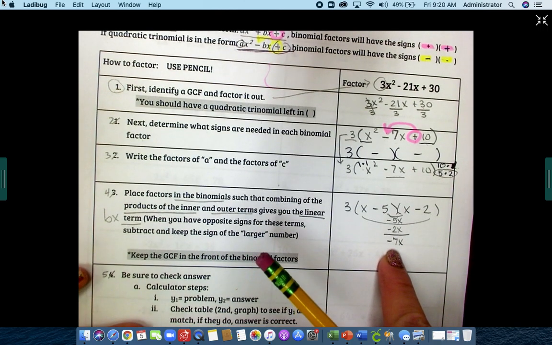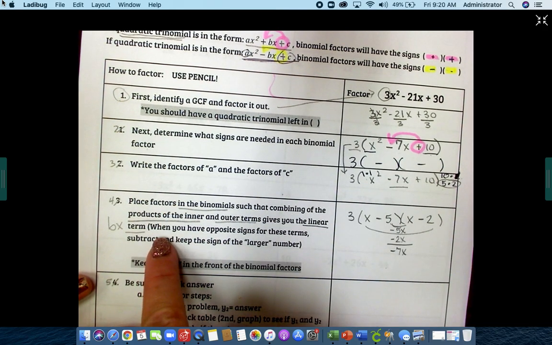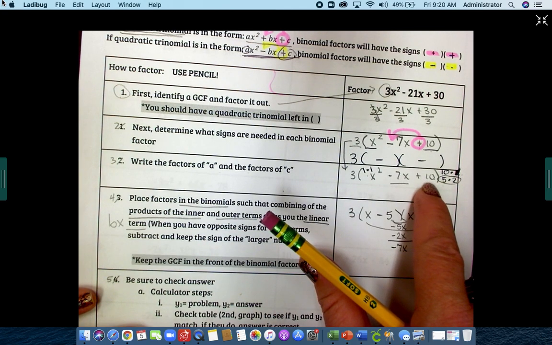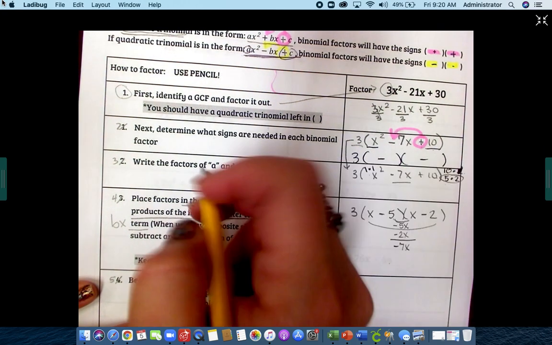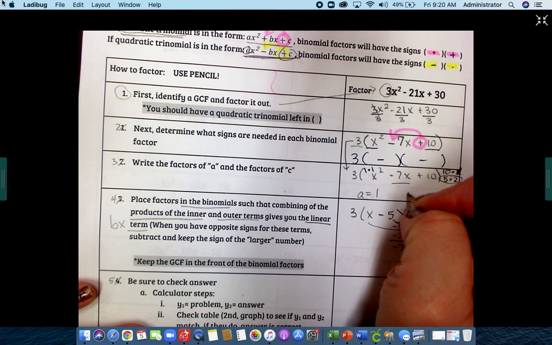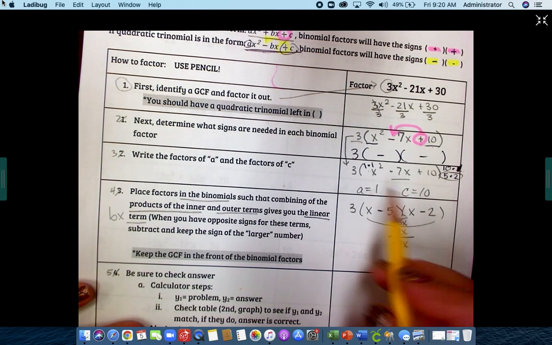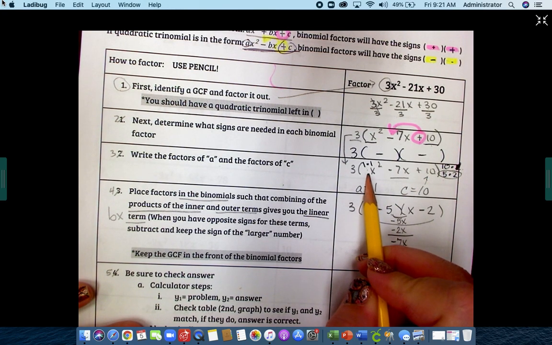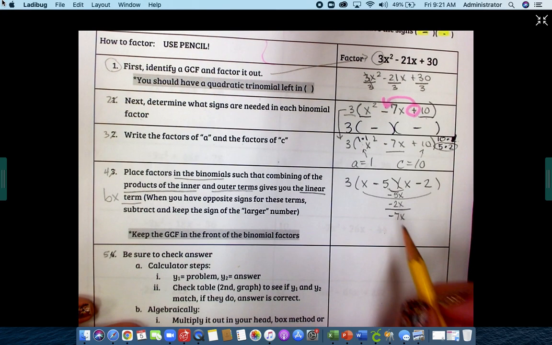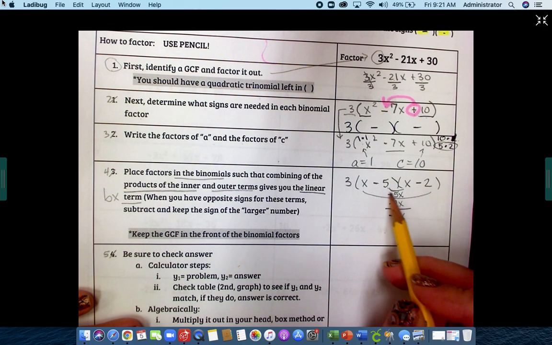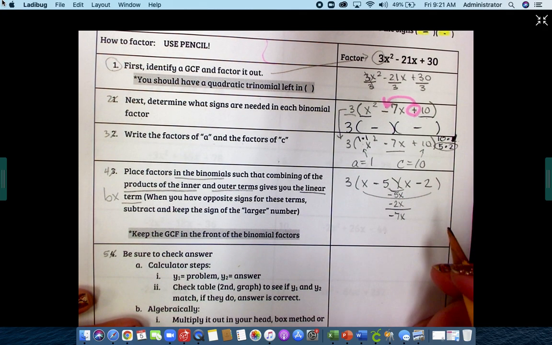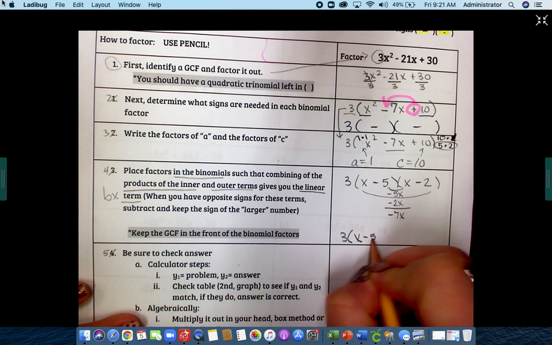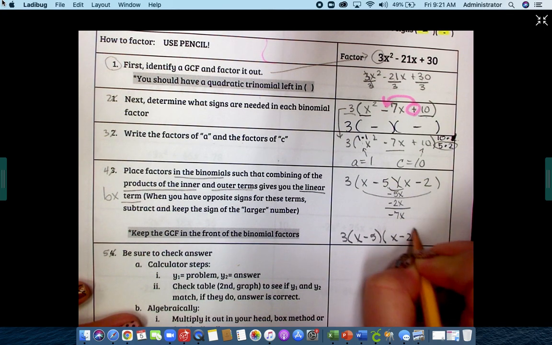Okay? And then I'm just going to figure out right here, after determining what are my factors of my A and my C. So maybe you need to see me do that. For this particular one, A is 1 and C is 10, because there's an understood 1 here. And there's my 10. Okay? And then I just figure out what it needs to be so that my inner and outer come out to give me negative 7x. Okay, so my final answer is going to be 3 times the quantity x minus 5 times the quantity x minus 2.